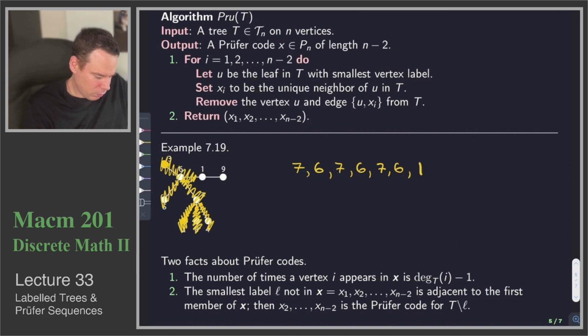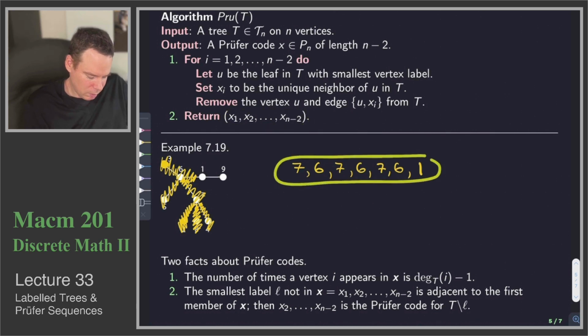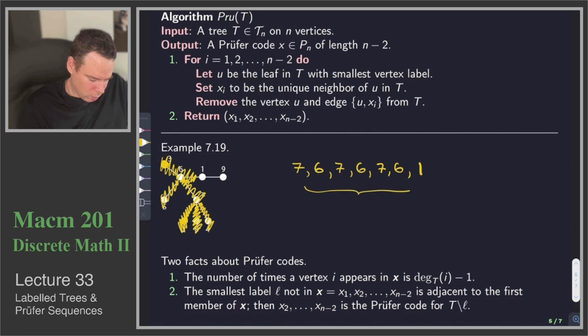And now we have performed our loop n minus 2 times. In this case, n is 9, so we've performed it 7 times. And then what it says is, you're done. You've got your Prüfer code. And so there is our Prüfer code. That is our word of length 7. And one thing to observe at this point is our algorithm terminated with a single edge and 2 vertices.